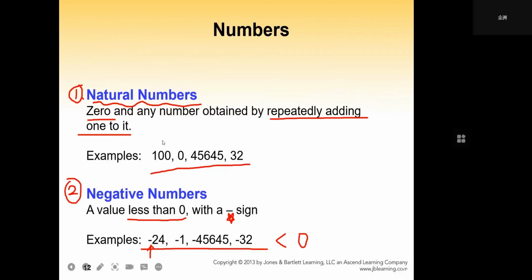For example, all these 3 numbers are natural numbers. Of course, 0 is a natural number, and then plus 1, anything obtained by this approach is a natural number. So all these 4 numbers are natural numbers. And then the second category is negative numbers. That means a value which is less than 0 with a minus sign. For example, minus 24, minus 1, numbers like this. They are all less than 0, so we call them negative numbers.